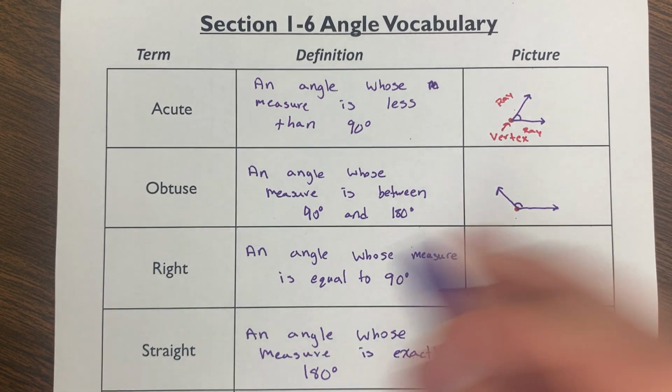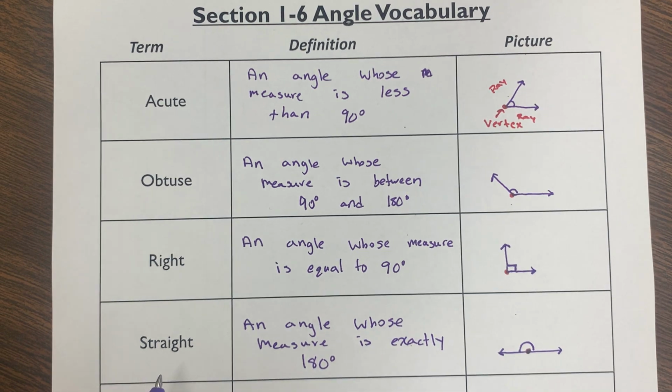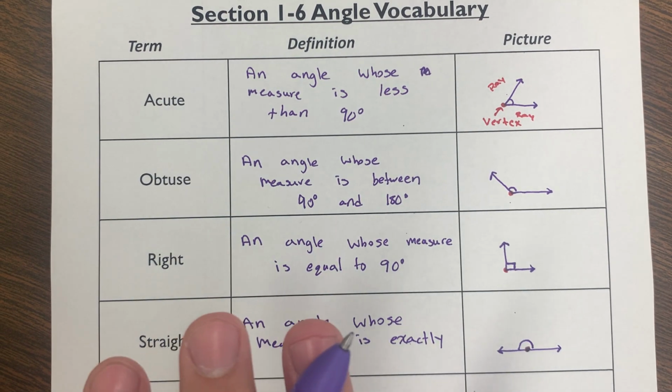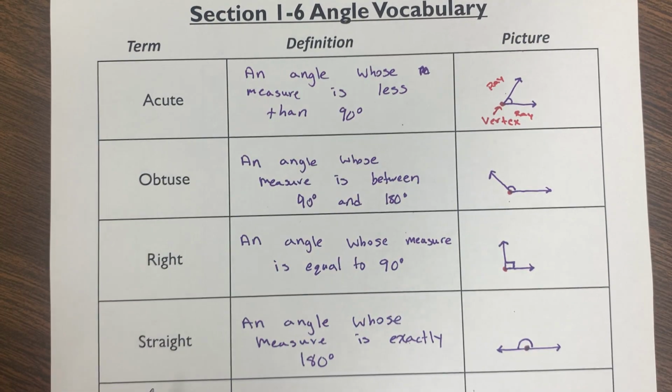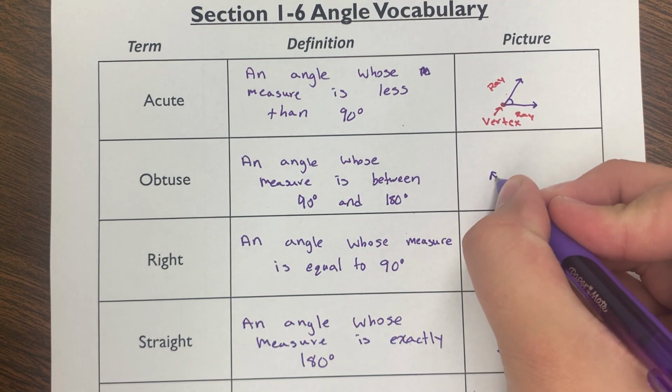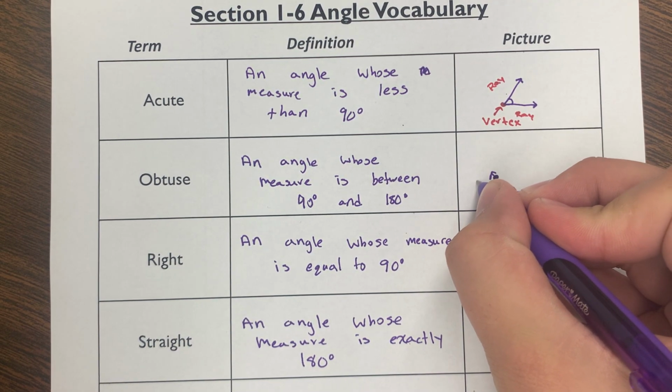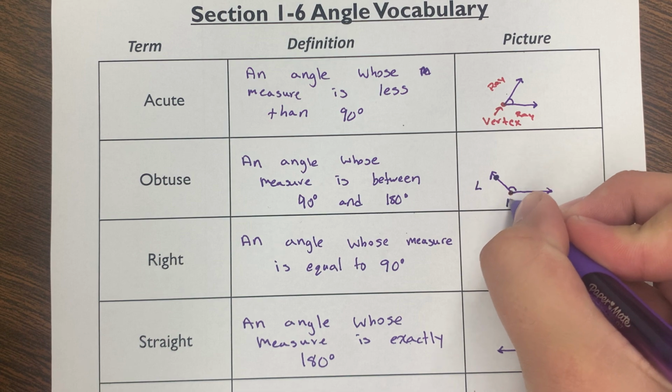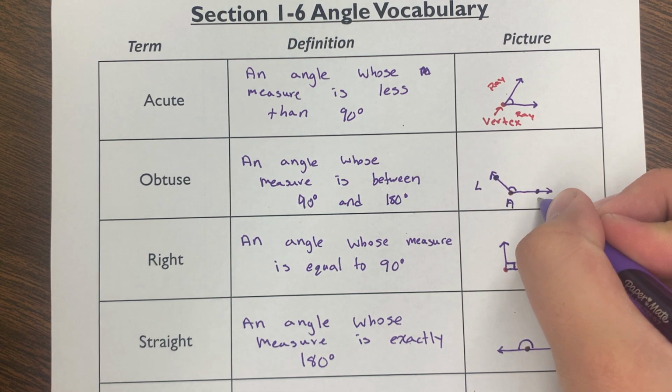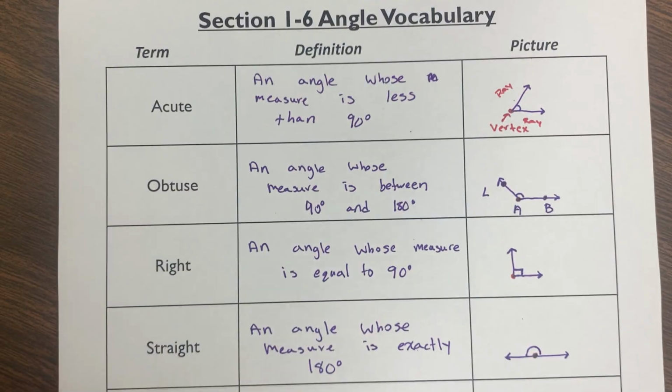Another thing to talk about when we're discussing angles is how to name an angle. And that can get a little bit confusing at first, but once you get the hang of it, it's not too bad. For example, if I put some letters here, let's call this angle L. We'll put an A here, and we'll put a B there, angle LAB.